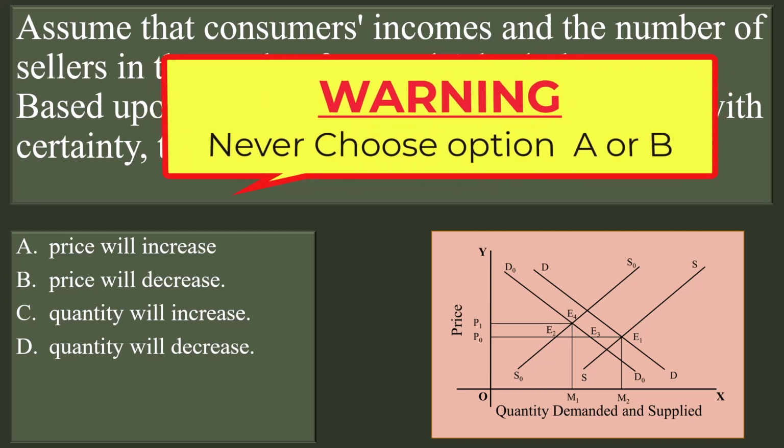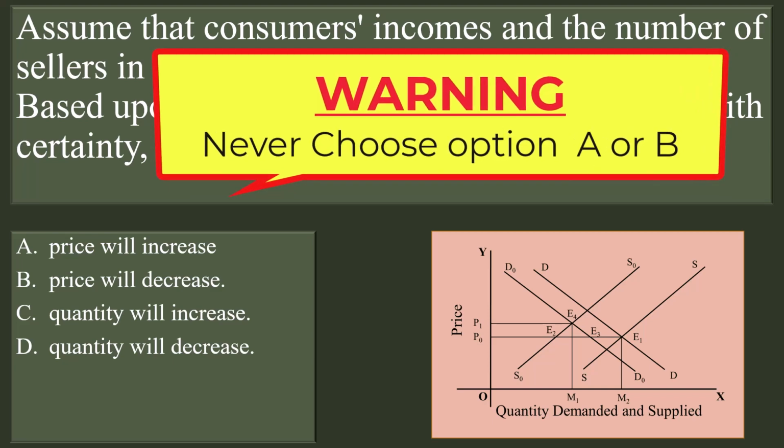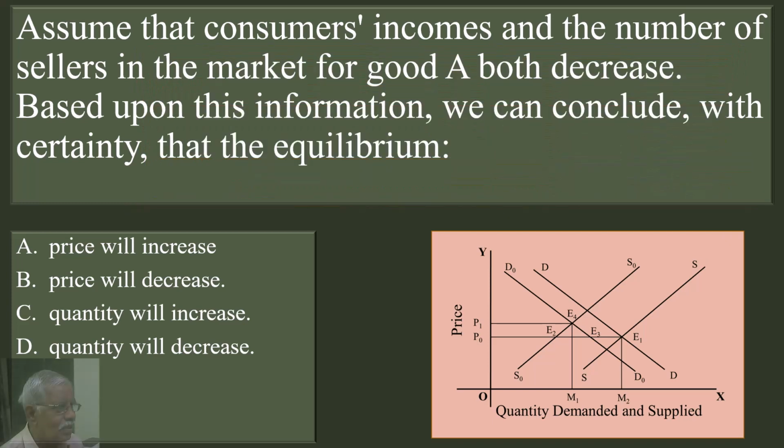The price change is uncertain, whereas the change in quantity is certain. In all the three cases, quantity decreases. So, option D is absolutely right.